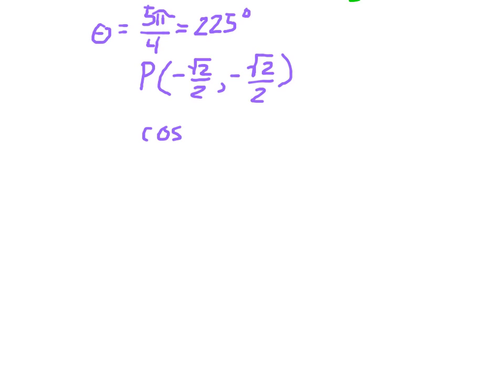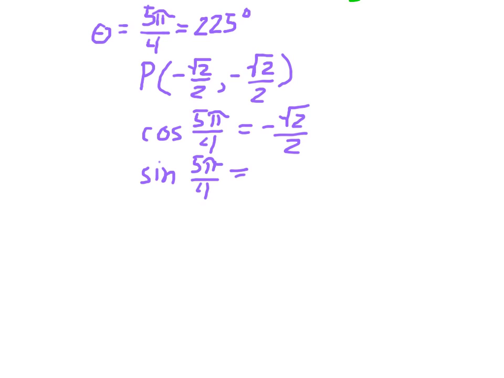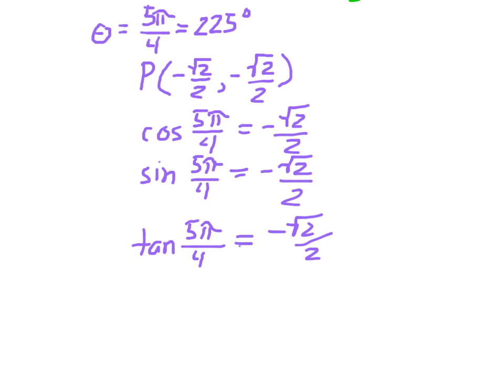I know that cosine of 5 pi over 4 is the x-coordinate and is negative square root 2 over 2. Sine of 5 pi over 4 is the y-coordinate, and it's also negative square root of 2 over 2. And when I go to calculate tangent, which again is sine divided by cosine, I see that I'm dividing a quantity by itself. I'm dividing negative square root 2 over 2 by itself. And of course, we're going to get 1.